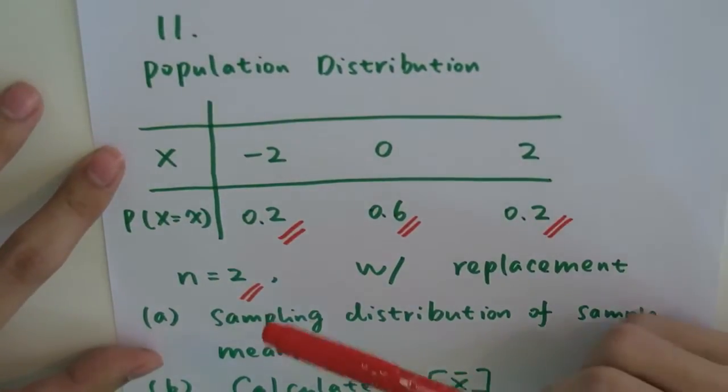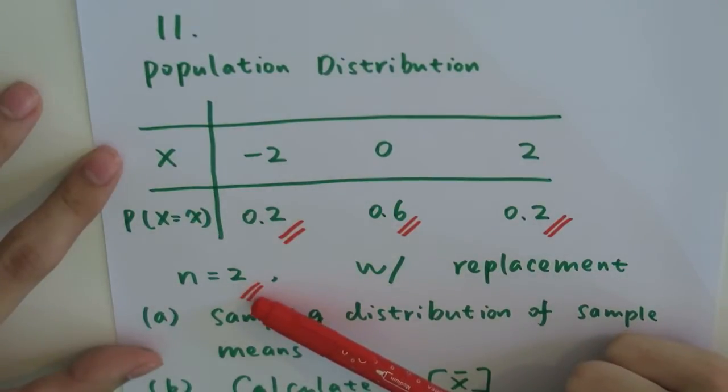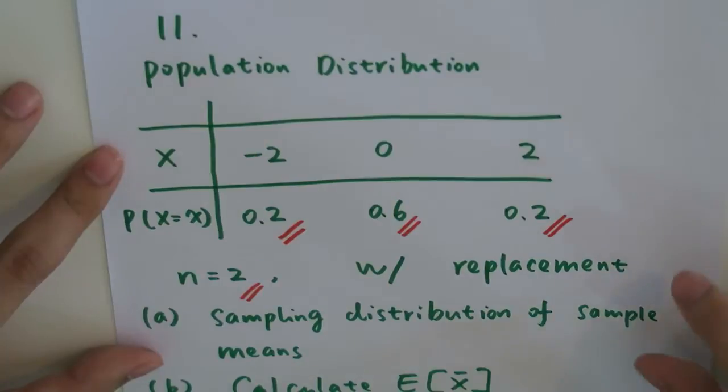Okay, and we are also given that when we sample the population, the sample size is 2, and we are sampling with replacement. And moreover, we are not given any information of the population size. That means we can safely assume this is a large population, and we don't have to consider the finite population corrector so far.